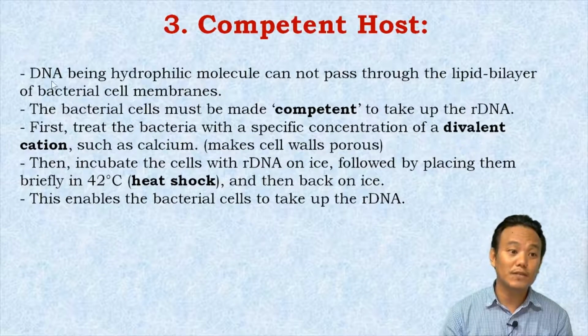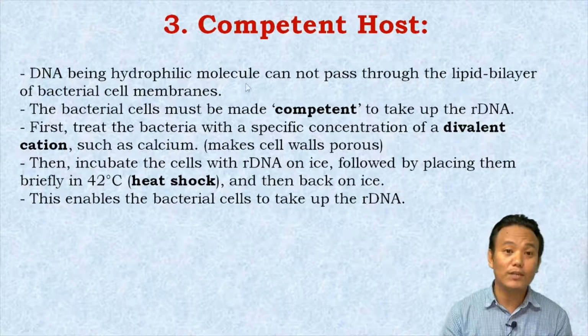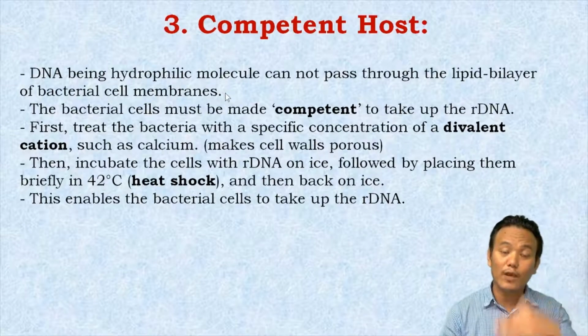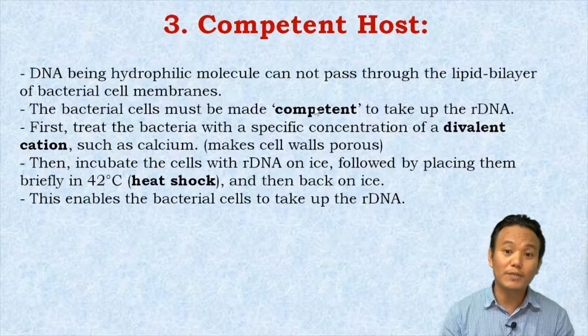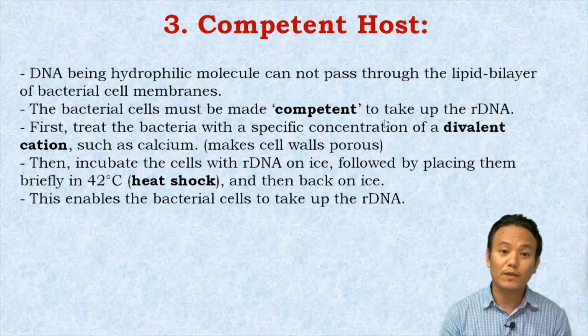Why? Because DNA, being a hydrophilic molecule, cannot easily pass through the lipid bilayer of bacterial cell membranes. And over that, the bacterial cell also has a cell wall. So therefore, the bacterial cells are not competent hosts. We should make the bacterial cells competent to take up the recombinant DNA. How do we make the bacterial cells competent hosts?